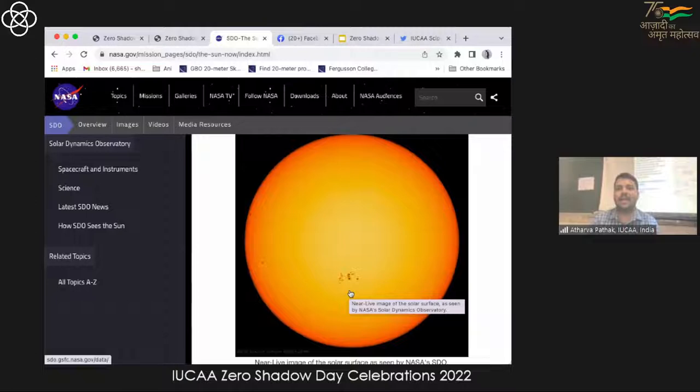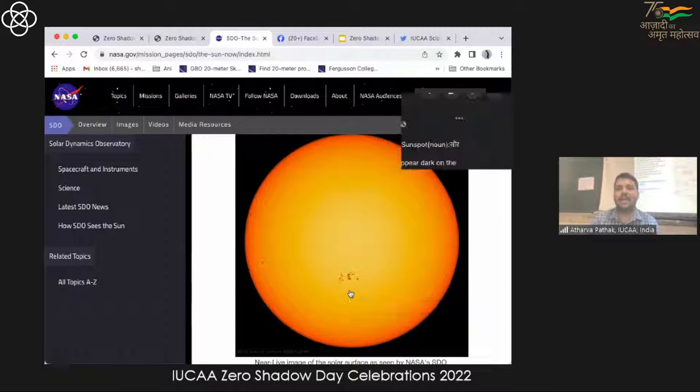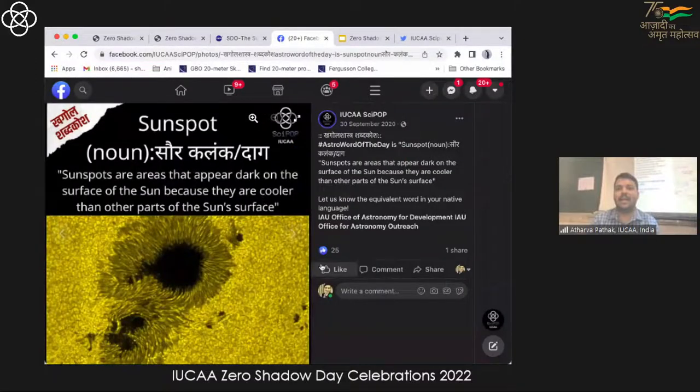If you were to focus on the sunspot region itself, you would see a very bright and very hot region. These sunspots are created because of the magnetic activity happening on the sun. I have a close-up of that sunspot over here. As you can see, there are some darker regions, and then there are these filaments appearing onto the surface. Because the rest of the surface is too hot and too bright, you see the sunspots as black in color.